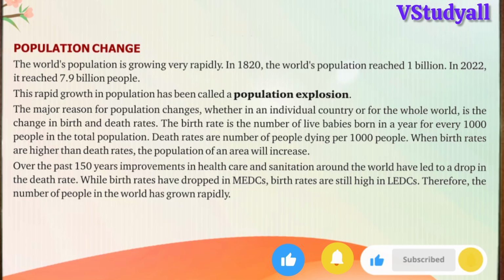The major reason for population changes, whether in an individual country or for the whole world, is the change in birth and death rates. The birth rate is the number of live babies born in a year for every 1,000 people in the total population. Death rate is the number of people dying per 1,000 people. When birth rates are higher than death rates, the population of an area will increase. Over the past 150 years, improvements in healthcare and sanitation around the world have led to a drop in the death rate. While birth rates have dropped in MEDCs, birth rates are still high in LEDCs. Therefore, the number of people in the world has grown.